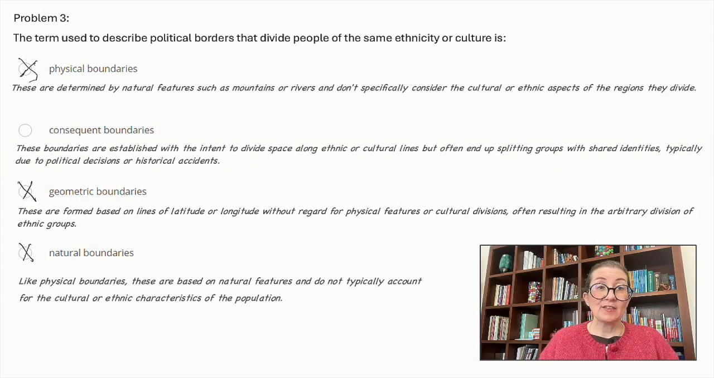Consequent boundaries. These boundaries are established with the intent to divide space along ethnic or cultural lines, but often end up splitting groups with shared identities, typically due to political decisions or historical accidents. So this is the correct answer.